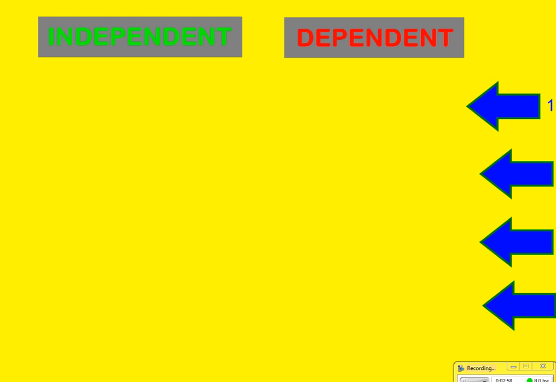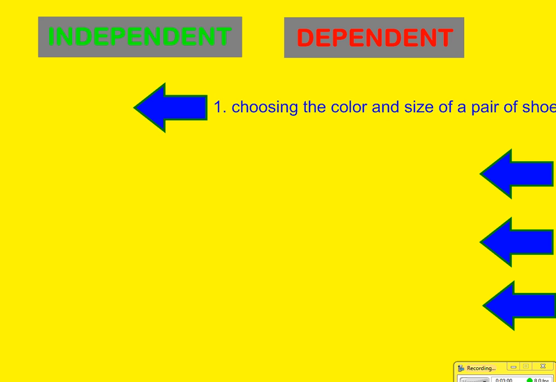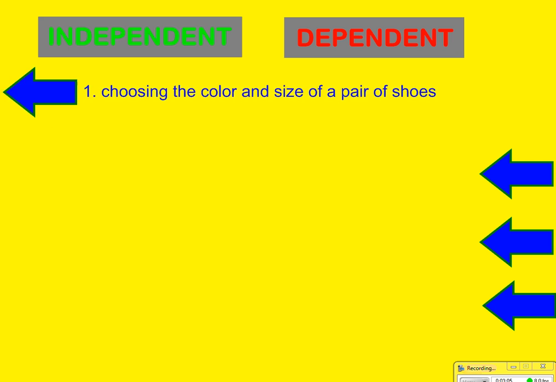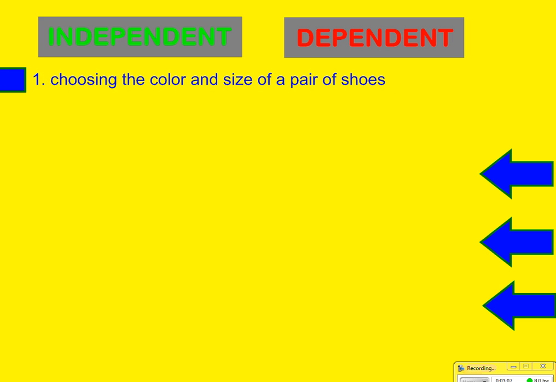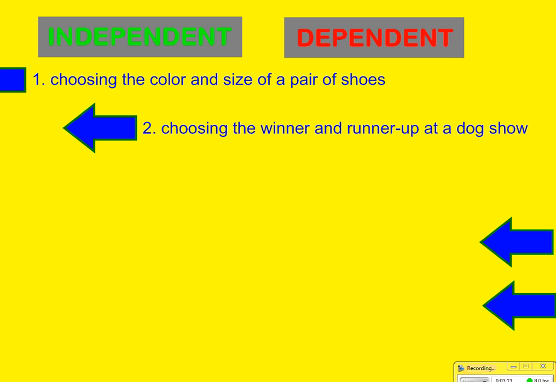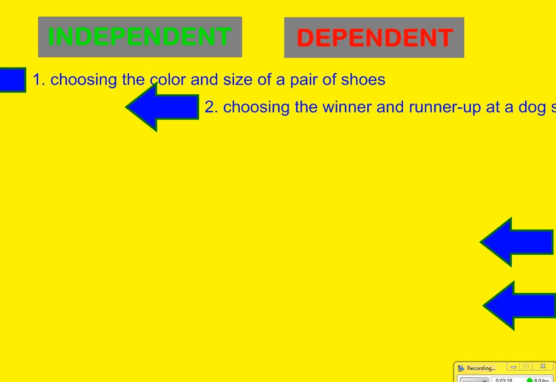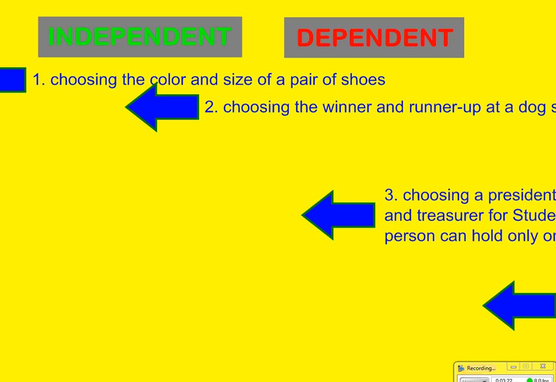So independent or dependent. Choosing the size and color of a pair of shoes. I'm going to call that independent because choosing the color has no effect on the size. Choosing the size has no effect on the color. Choosing the winner and the runner-up at a dog show. I'm going to call that one dependent because if you're the winner, you can't be the runner-up, and if you're the runner-up, you can't be the winner.